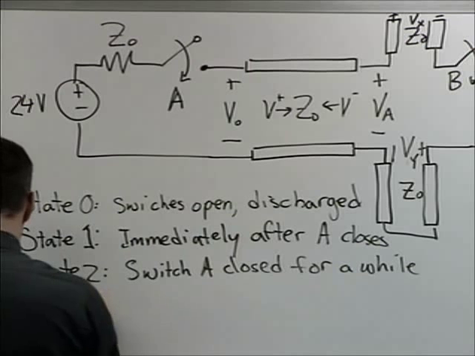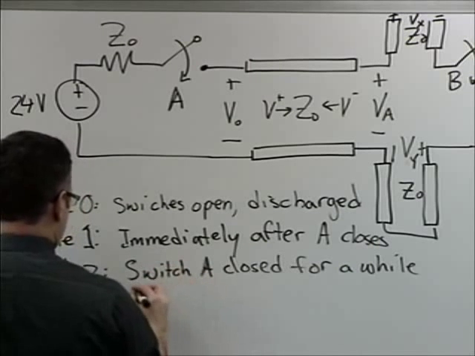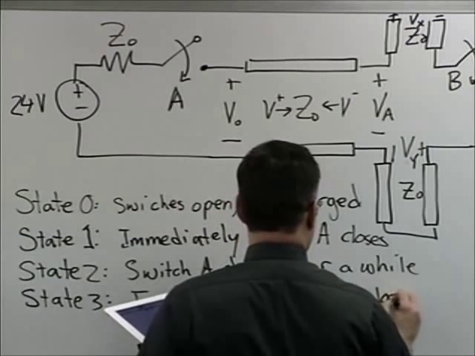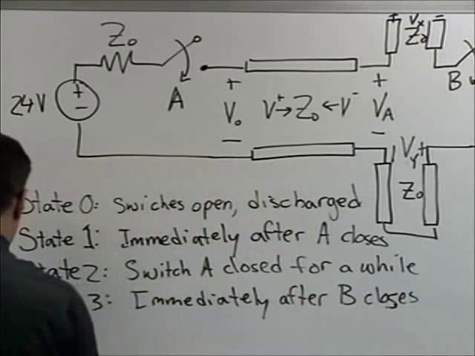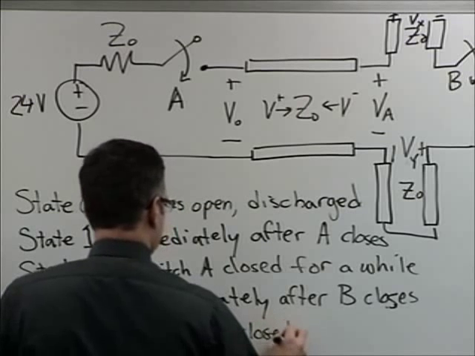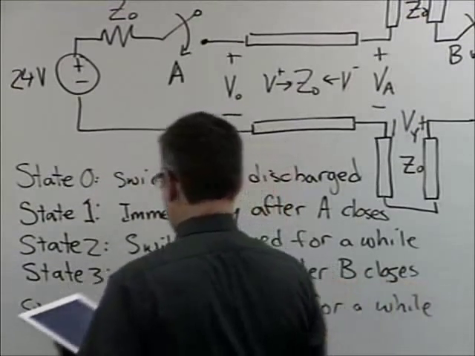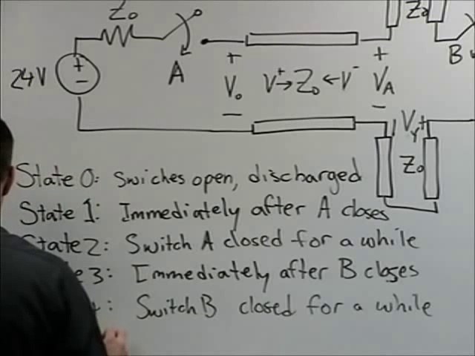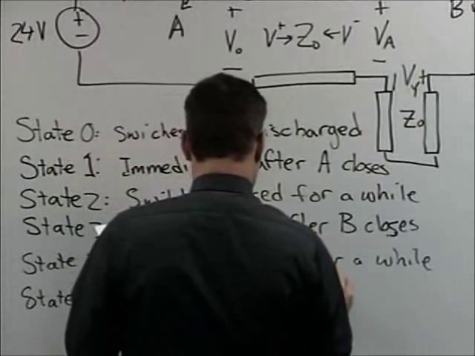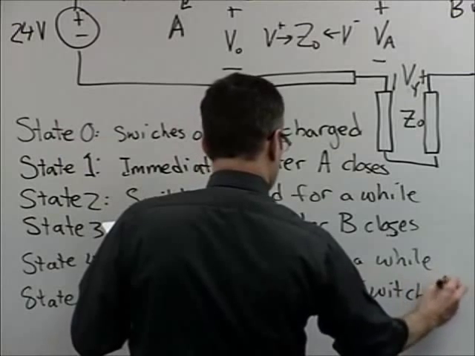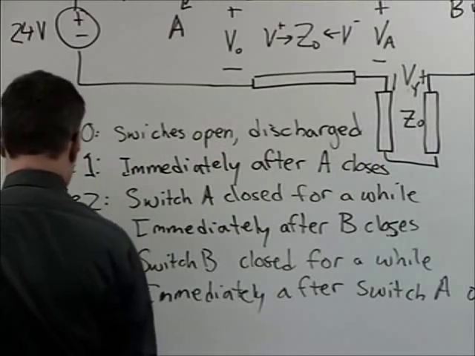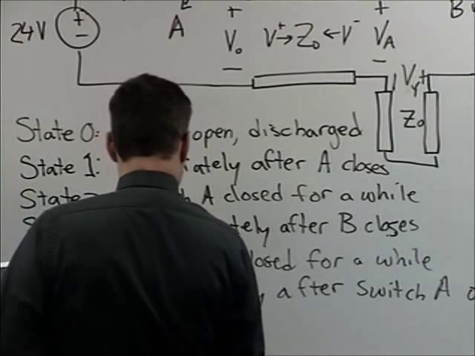State three, this is immediately after B closes. State 4. Switch B closed for a while. State 5, immediately after, switch A opens. And state 6 was switch A open for a while.